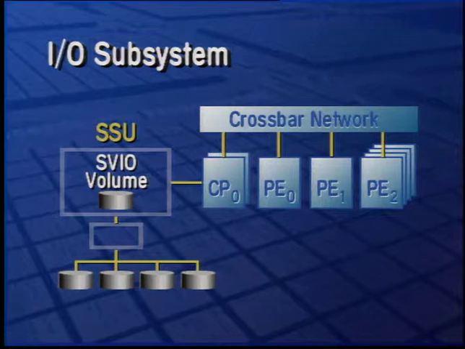The control processors are connected to a system storage unit, which is a semiconductor memory device. There are two ways to utilize SSU for the read-write operations. One is to define files on SSU, that is called SVIO. This type of file is most effective when there are many small temporary files in the user's program.